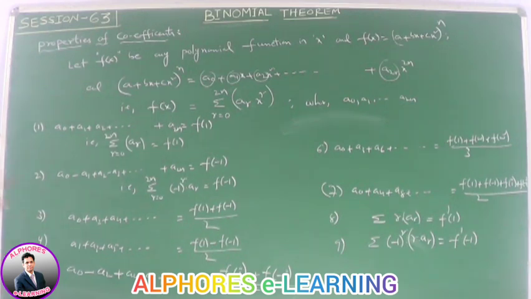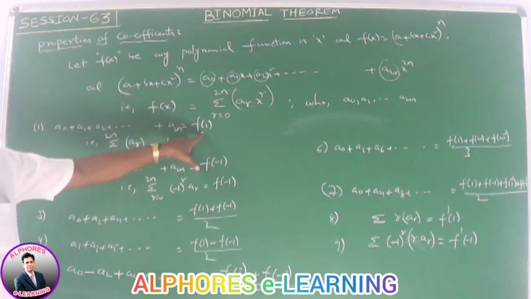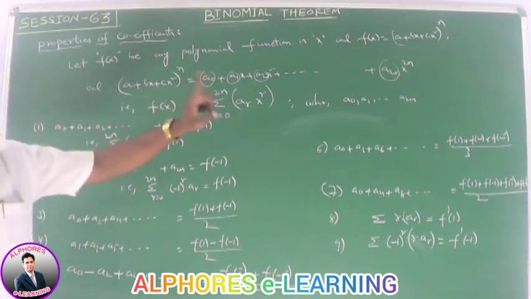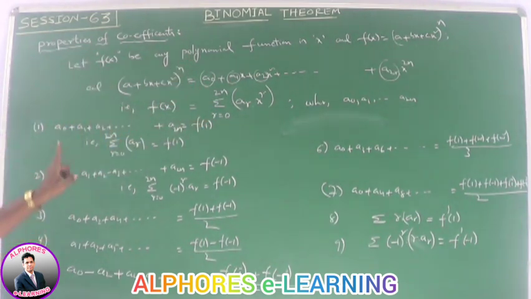Then the sum of the coefficients. Please note these values. We will prove them. First one, a0 + a1 + a2 + and so on up to a_2n is equal to f(1). This is the sum of the coefficients in a multinomial. The coefficients are a0, a1, and so on up to a_2n. The sum of these coefficients is a0 + a1 + and so on, which equals f(1). That is, the sum of ar for r from 0 to 2n is equal to f(1).